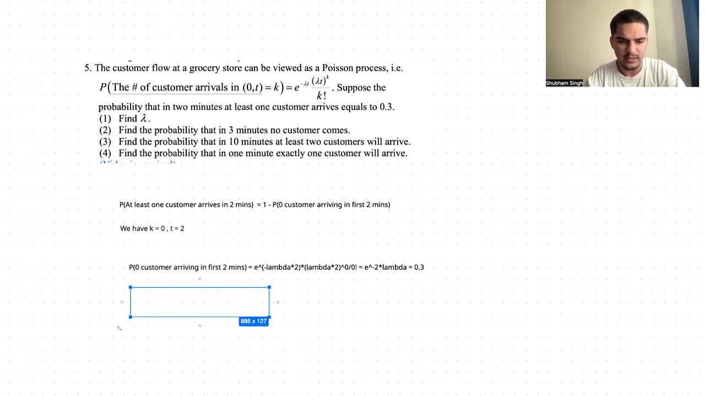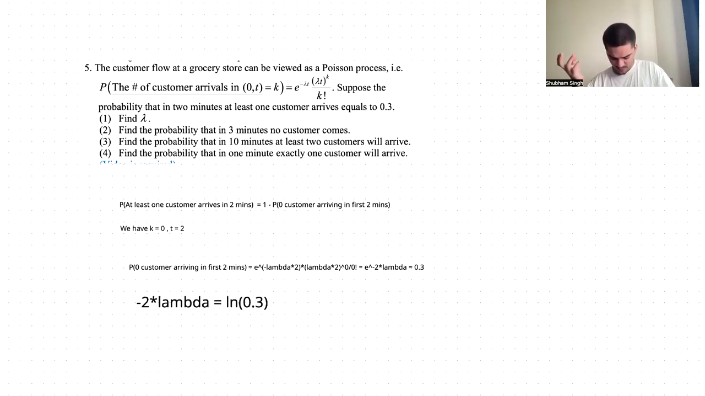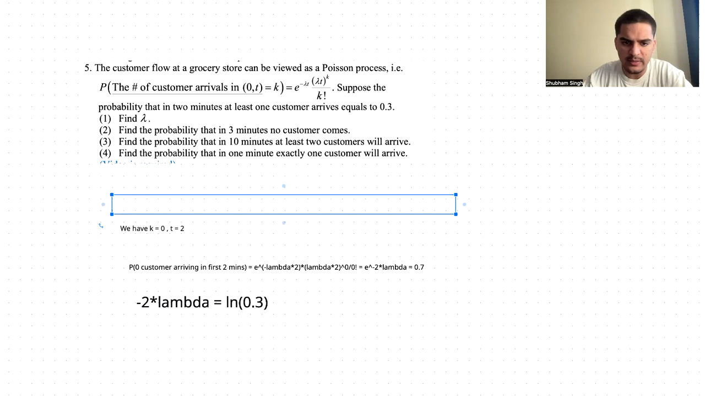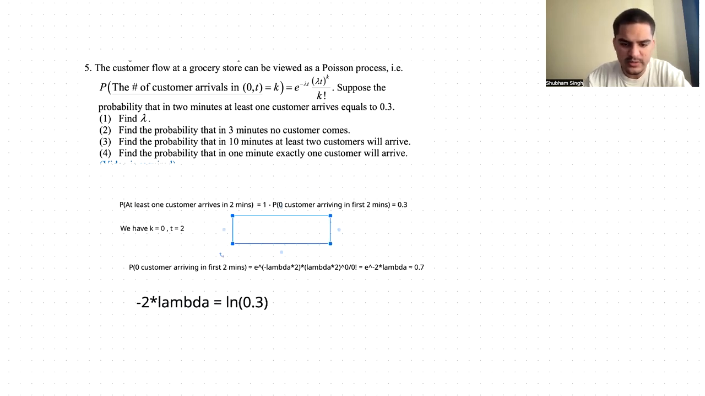This can also be seen as, if you take log on both sides, minus 2 lambda equals the natural log, or ln. Oh, sorry, this will be 0.7, because the probability that 0 customers arrive in 2 minutes is 0.7, since at least one customer arriving is 0.3. I hope this is clear. I had forgotten to mention it earlier.